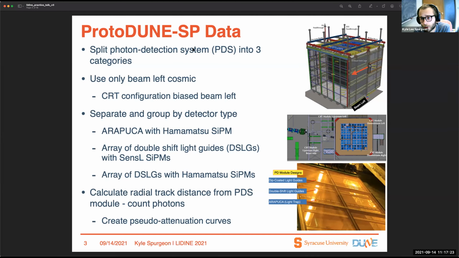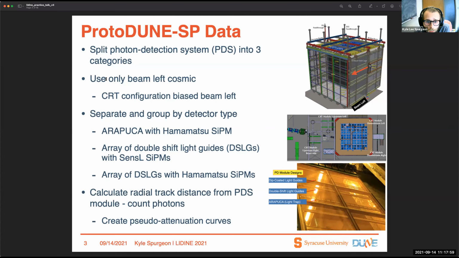So like I said, you know quite a bit about ProtoDUNE single phase at this point, so I'll just point out the features that are important to this analysis. Zelimir pointed out that we have 3 different photon detector types. On either side of the beam, which he designated beam right and beam left, we have a single-arapuca, and then we have an array of these 2 different types of light guides. This analysis uses just the double-shift light guides, and those have been bunched into 2 separate arrays, depending on what kind of silicon photomultiplier is included in the readout, because the shape of the readout is different, so they need to be bunched separately.